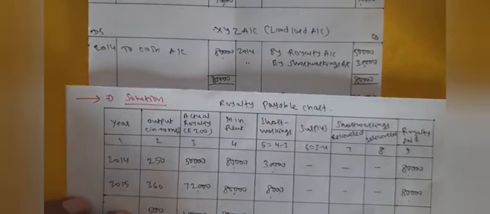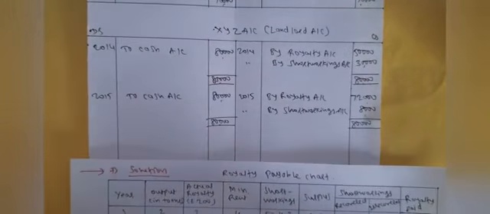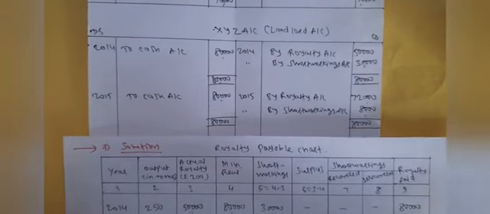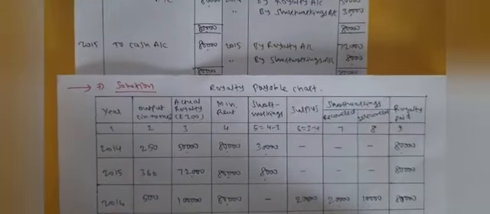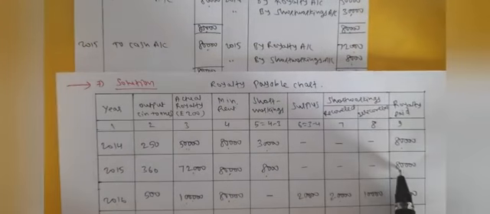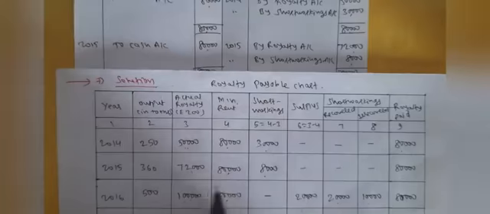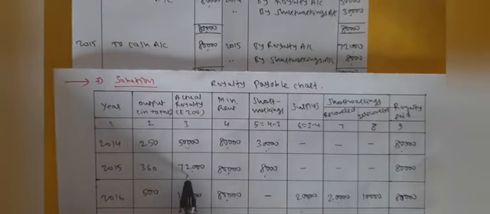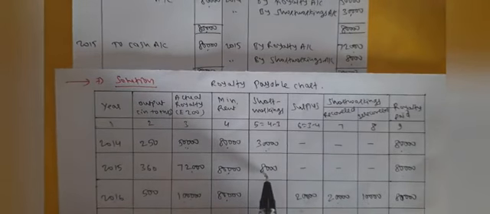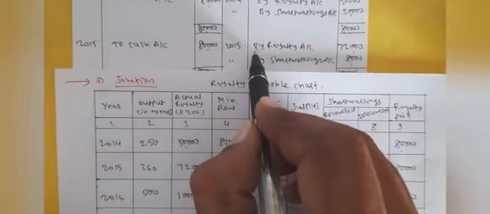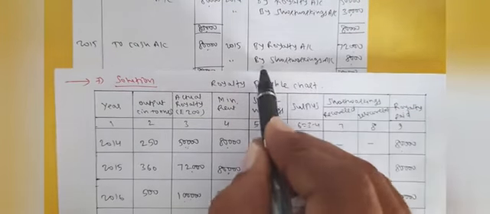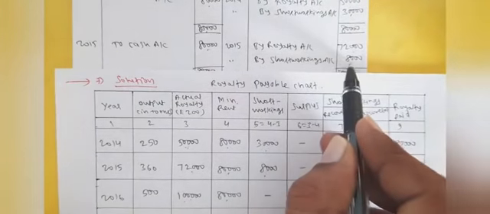Now in 2015, what happens? In 2015 the royalty paid is 80,000, to cash account 80,000. This 80,000 includes actual royalty 72,000 and short workings 8,000. So by royalty 72,000, by short workings 8,000. So it comes to 80,000.